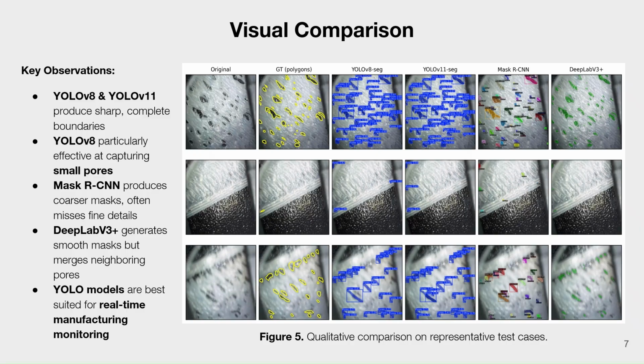If you look across, YOLO V8 and YOLO V11 do really well in all 3 situations, and the boundaries are sharp and accurate. On the other hand, Mask R-CNN is rougher and misses details, and DeepLab V3 Plus tends to blur pores together, especially in that crowded top row. So the YOLO models are definitely more reliable.